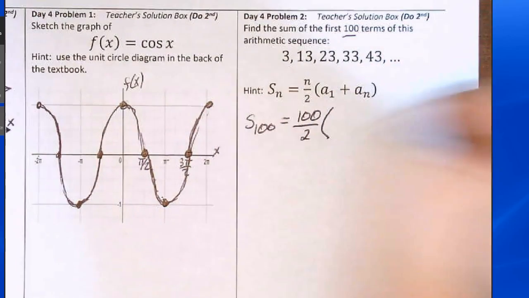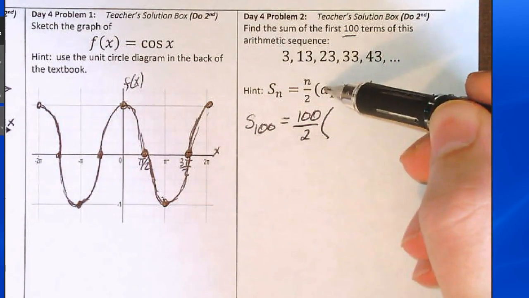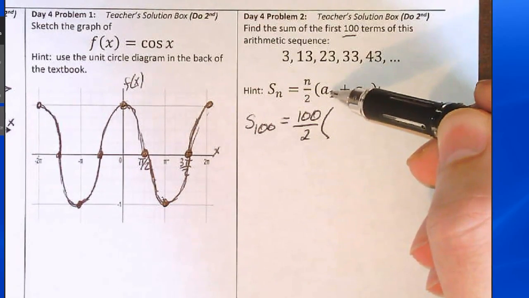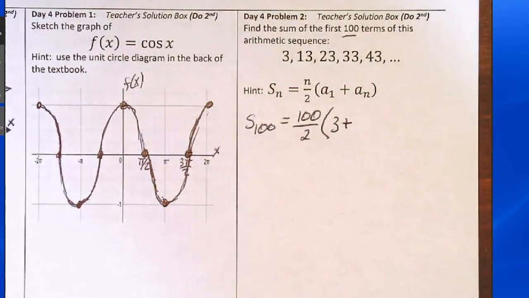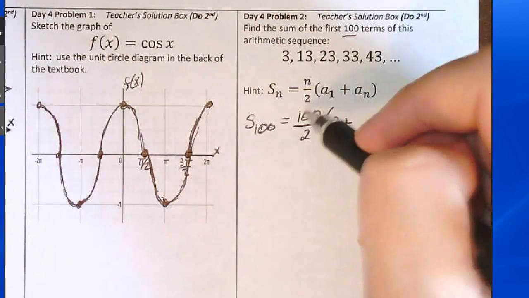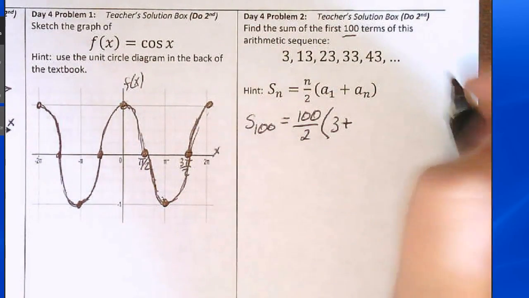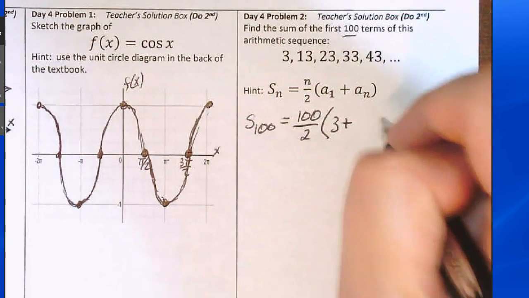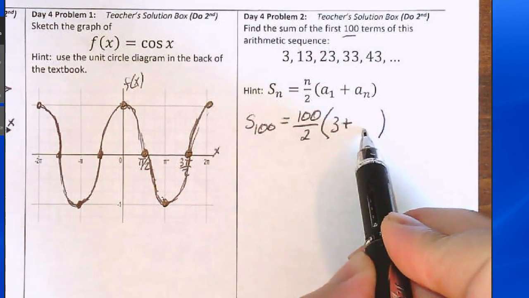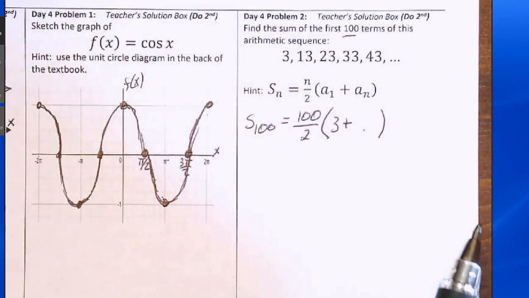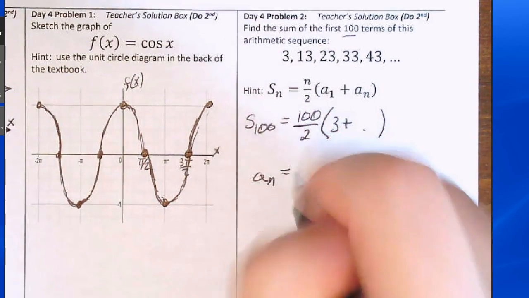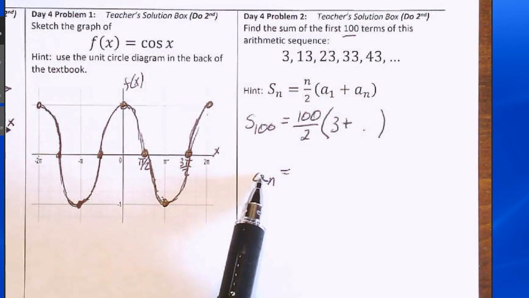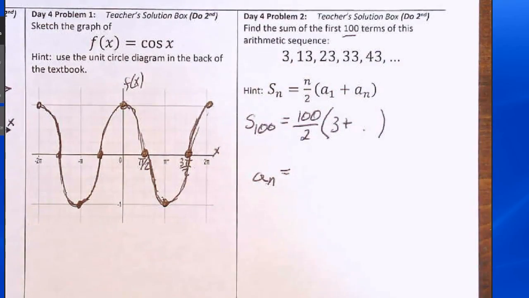So let's substitute that in to the formula. A sub 1 refers to the first term in the sequence, which we can visually see is 3, plus, and then A sub n, where n is 100, is the 100th term in the sequence. We don't currently know what the 100th term is, so we need to find the 100th term. To do that, let's first find a formula that will figure out any term that we want. So we're going to use A sub n to represent a general term of this arithmetic sequence.